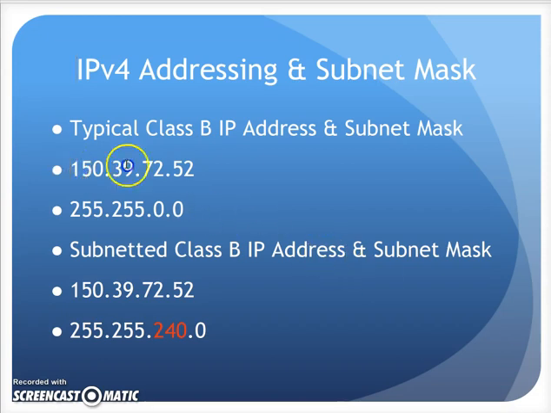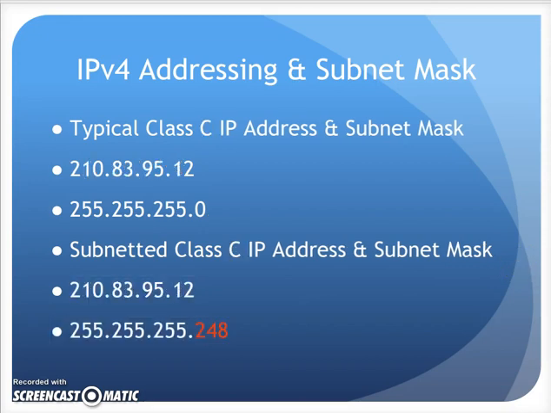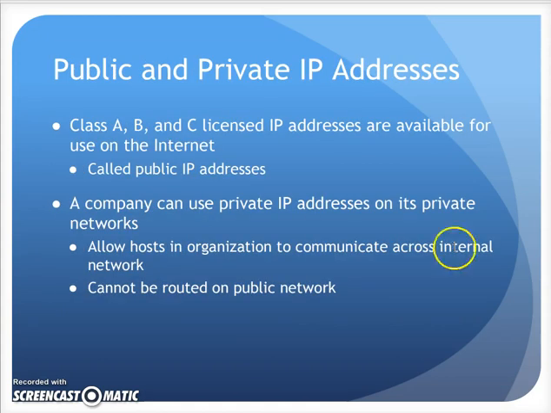Same thing on Class B. I normally expect 255.255.0.0. If I see right here 255.255.240, I know some type of subnetting has occurred. Class C, I see a 210 and a 255.255.255.0. But if I see a 210 and then I see 255.255.255.248, again, I know some kind of subnetting has occurred. And we'll work our way to that.